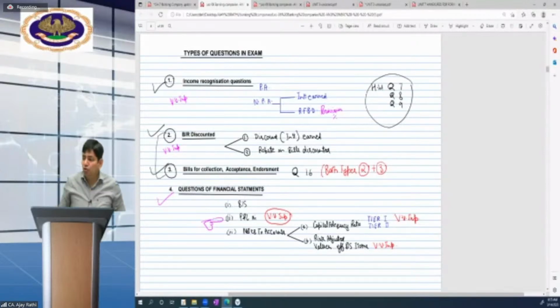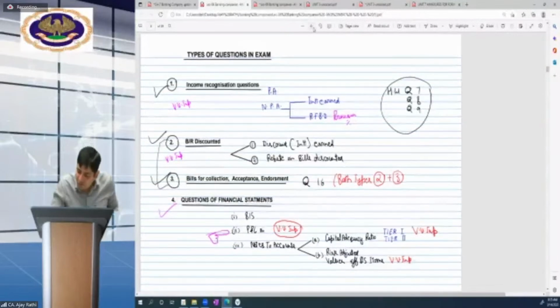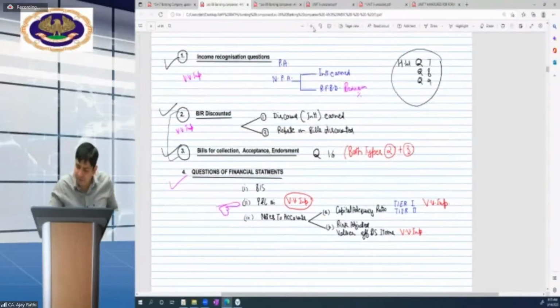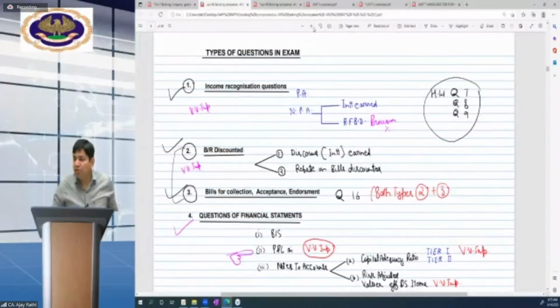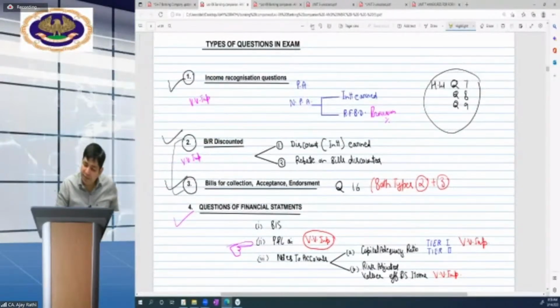Beta, we are starting a new topic. But before that, first I want to tell you that whatever you have covered is here. Beta, I told you there are these types of questions which are usually asked in the exam. Maximum questions are of these types from this chapter. Beta, we have practiced income recognition questions where you have practiced performing assets, non-performing assets, and interest income on that. And also you have practiced what the provision percentages are there, secured, unsecured, etc.